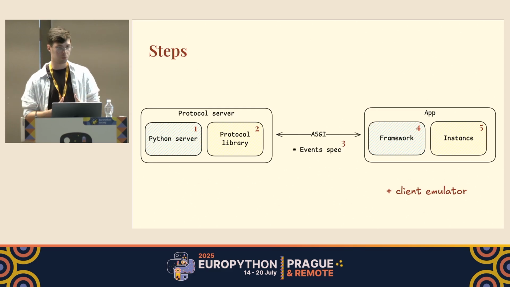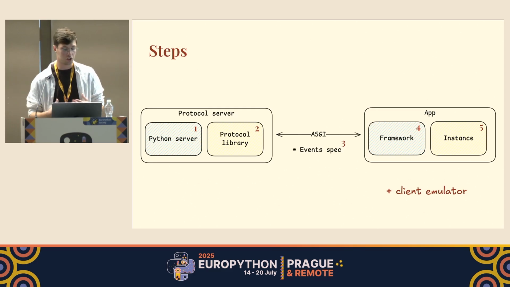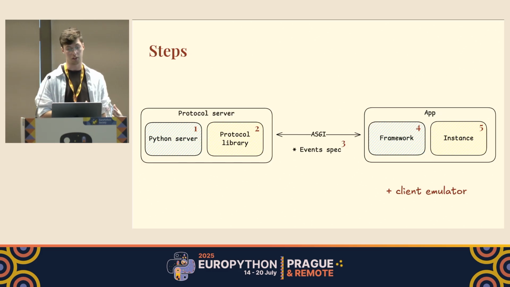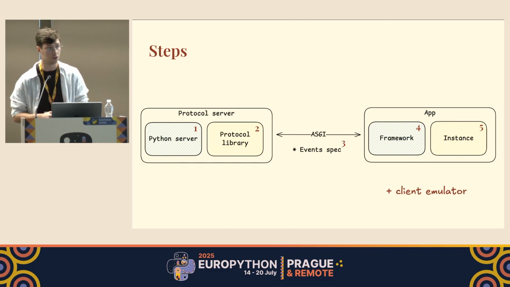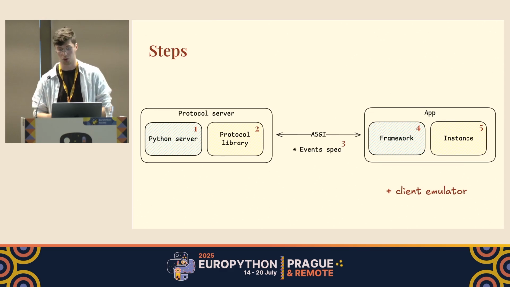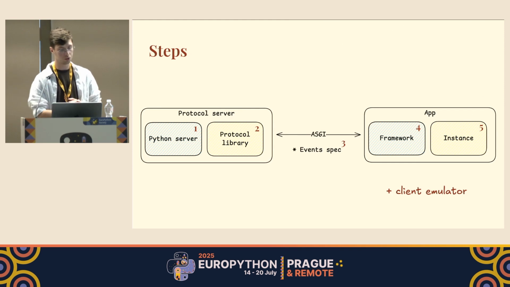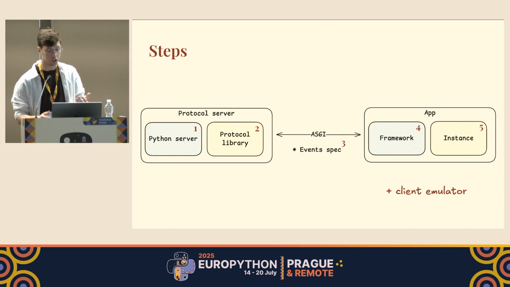And to glue them together, we need to identify the event specification: how the protocol server can tell the application what to do and what events are possible for this protocol. And of course, we need some sort of small client emulator to test all this. So let's walk through all of them, and I will try to share what I found interesting and maybe give you some suggestions or insights.